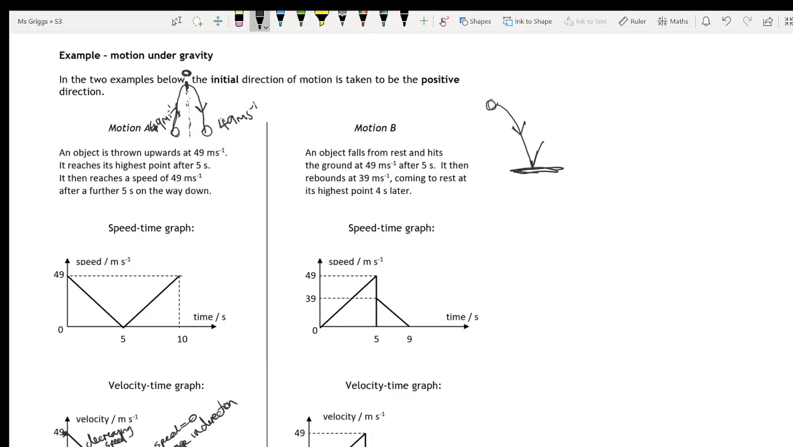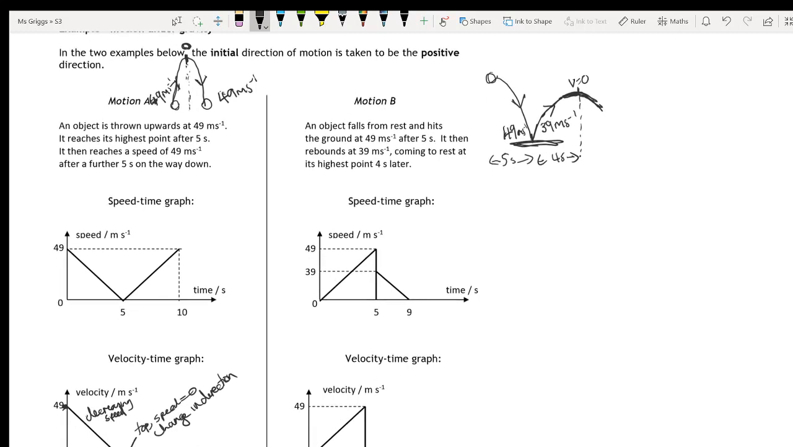So just before it hits the ground, it's 49 meters per second. And when it bounces back up again, it's 39 meters per second, because we've looked at bouncy balls before, we know that it loses some energy due to friction. Okay, and then it gets to its highest point before coming back down again. And we know that the speed is 0 at its highest point, and that's 4 seconds later. So it takes 5 seconds to get down, and then 4 seconds to get to that 0 point there. Okay, so it's a little bit more complicated this time.